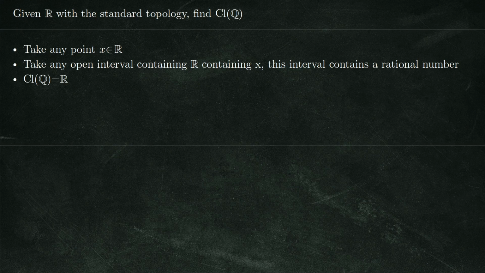And this is a property called dense. So a subset is called dense if the closure of it is the total space. So here you might hear in a real analysis course or something based off that the rationals are dense in the set of real numbers.